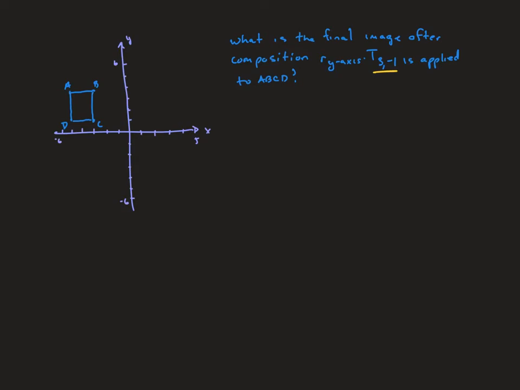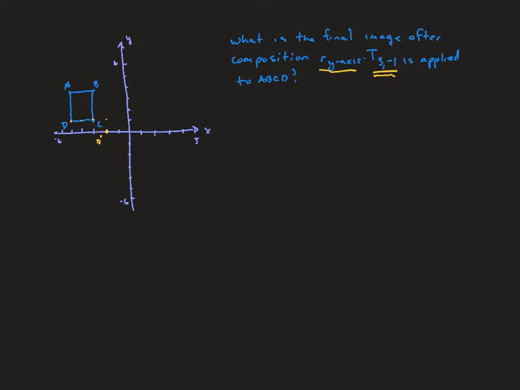Okay, continuing on with another example. It says, what is the final image after composition R y-axis and T 3, -1 is applied to ABCD? So we're looking at a rotation over the y-axis after we translate it 3 up and 1 left, based on the numbers. So doing my first translation, I'm going to go up 3 and left, and down 1. So D is going to be 1, 2, 3 here, right there, and down 1. So that is going to be D prime.